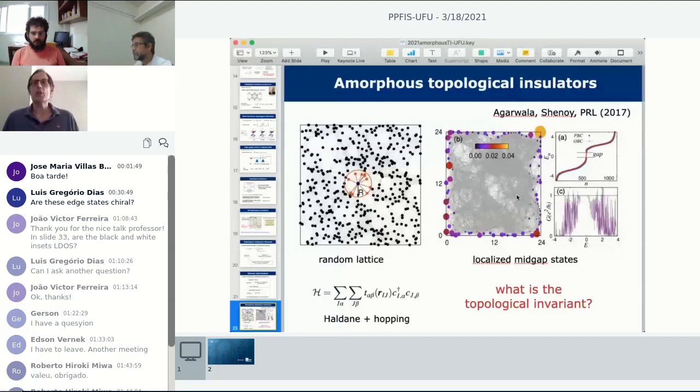I'm just showing the model which is a cousin of the Haldane one, spinless electrons, but they have also different ones. I guess there is a question.